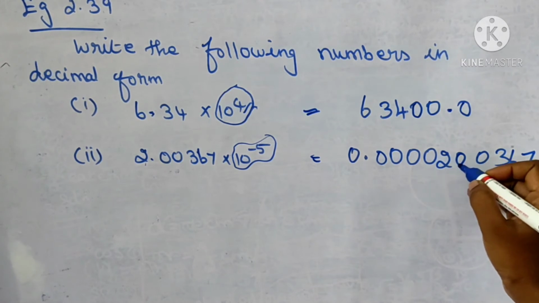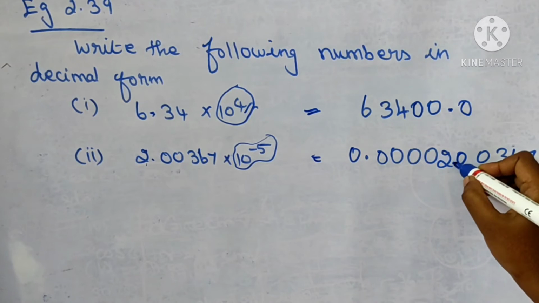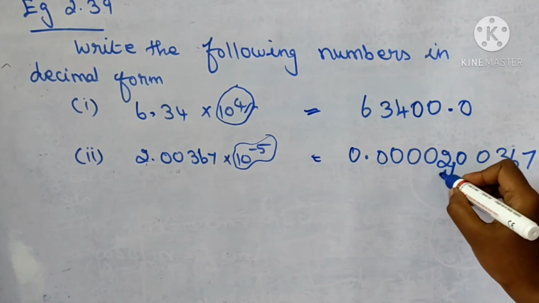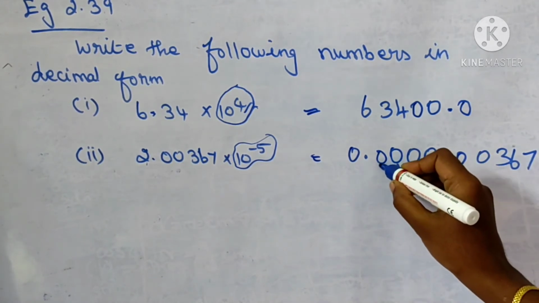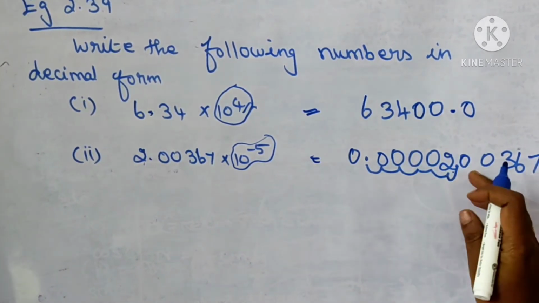So this 2 point is only given in the question. This point you take 5 digits before: 1, 2, 3, 4, 5. 5 digits before you can take this point. So this is the answer.